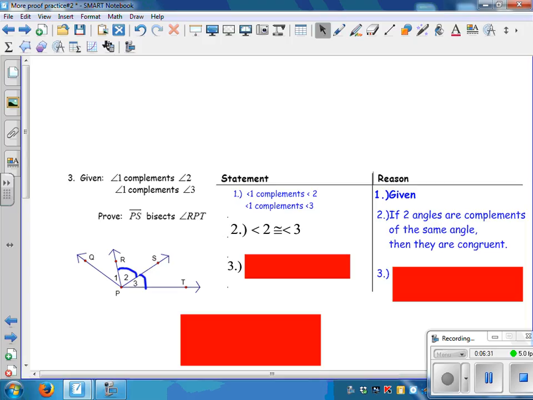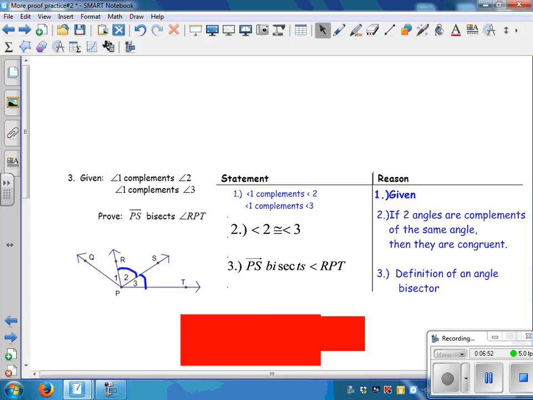Now, if you can't remember that, you can write it out. If two angles are complements of the same angle, they are congruent. Now, since angle 2 and angle 3 are congruent, that means that ray PS is bisecting the angle. If your angles are congruent, then you've got a bisector. And that's by definition of an angle bisector. Because the definition says that if you have the angle bisector, the two angles are congruent.